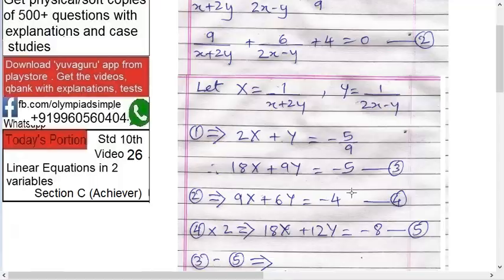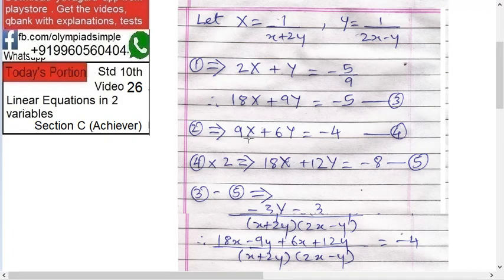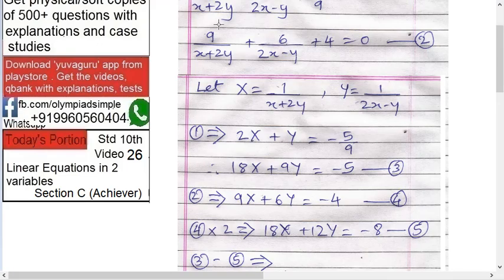Right? Now equation number 2 also becomes the same thing. 9 capital X plus 6 capital Y, and this 4 on the other side becomes minus, equals minus 4. Right? 9X plus 6Y equals minus 4. This is equation 4. Now this is simple to solve. So 4 into 3, it becomes 18X plus 12Y equals minus 8. Why did we do 4 into 2? Because 9X and 18X can get cancelled.